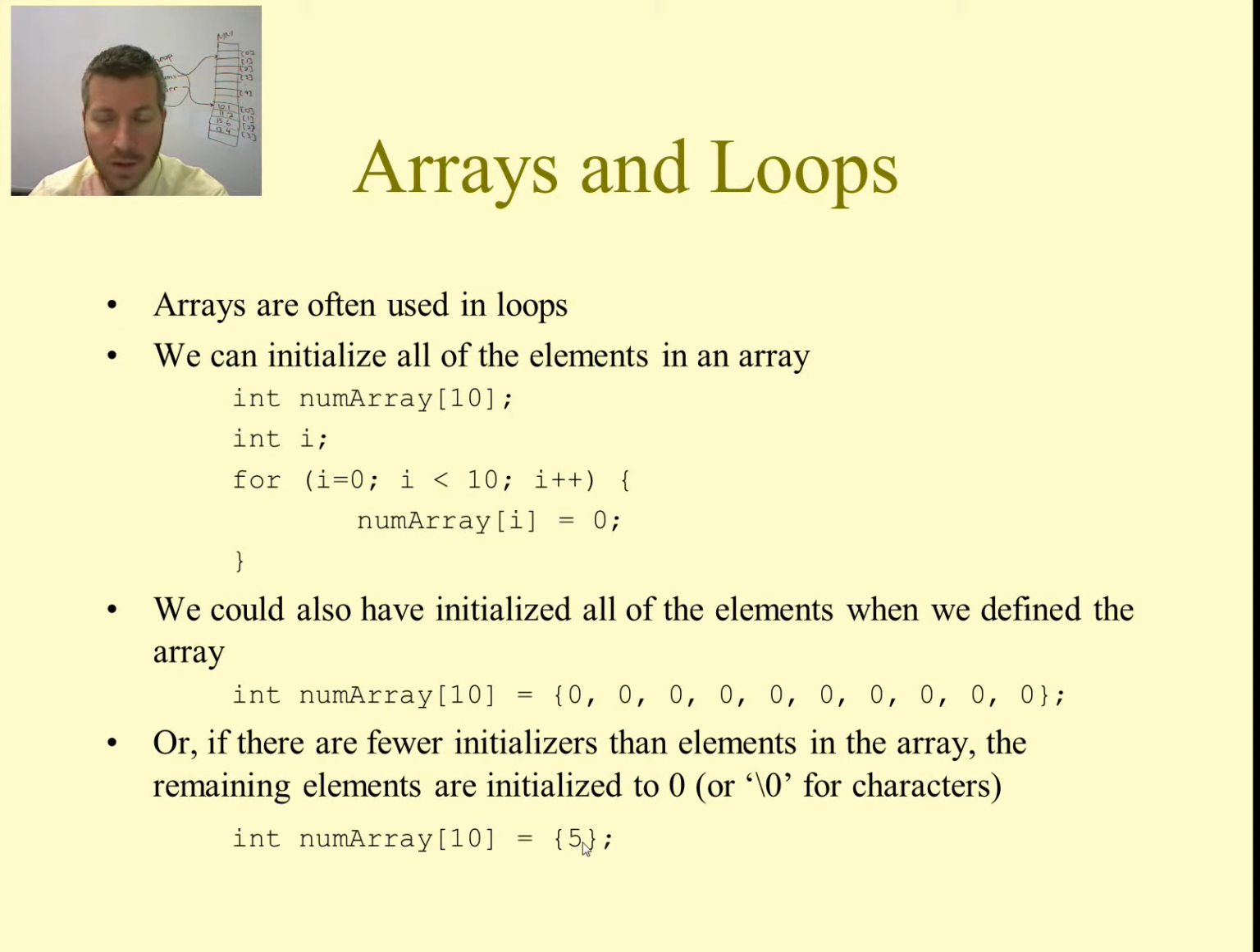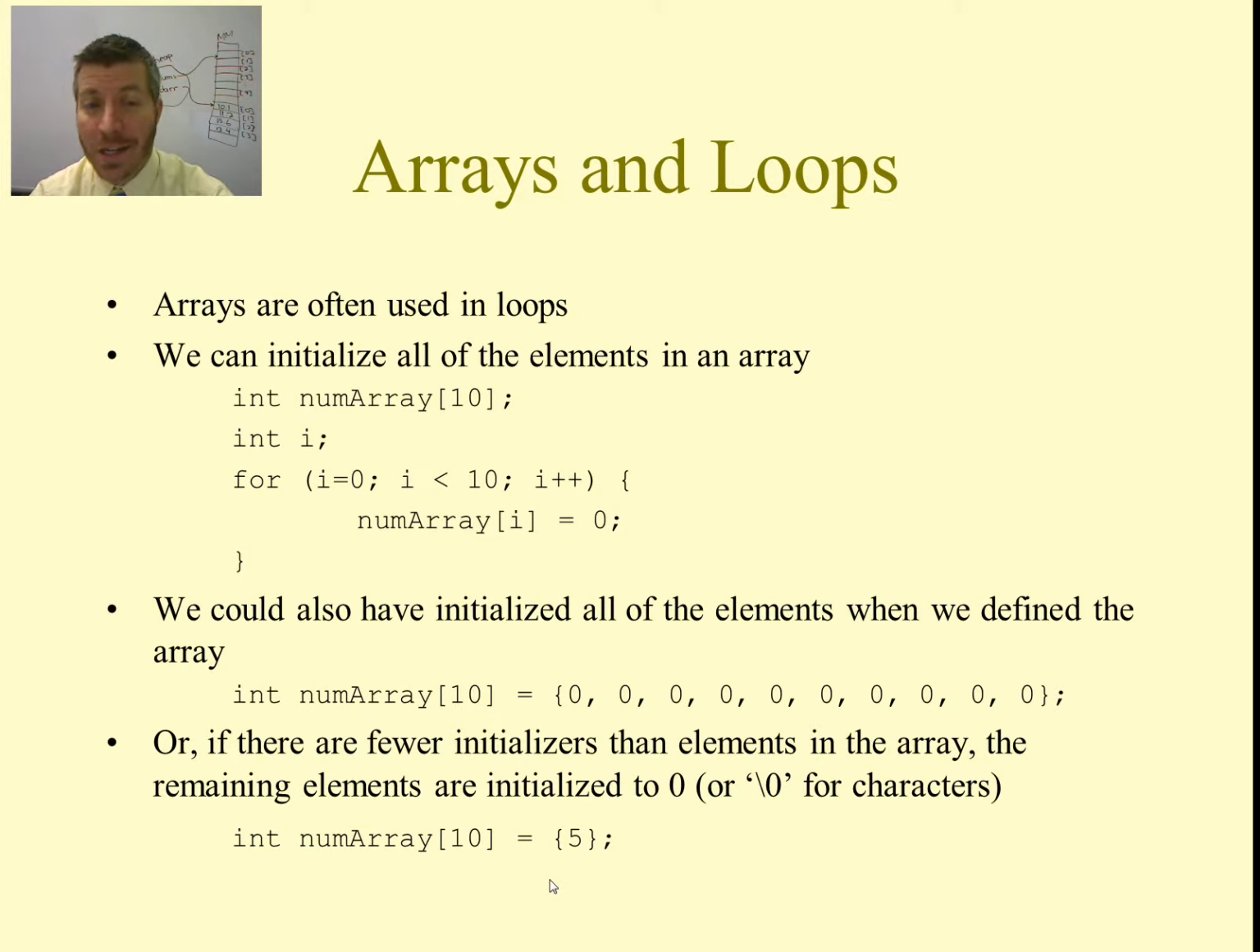If there are fewer initializers here than we have elements in the array, it's going to set this value for each element that it's got. So in this case, it's going to set 5 as num array sub 0. However, all of the subsequent elements are going to get the default value of an integer. The default value of an integer is 0. The default value of all of our numeric types actually is 0. The default value for characters is the null character, which is the \0. And so that's what you would get for characters.